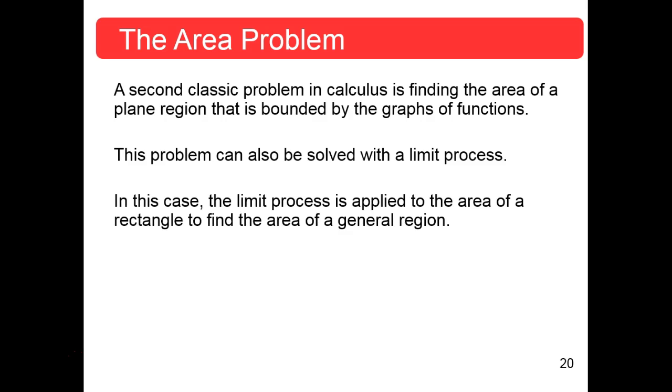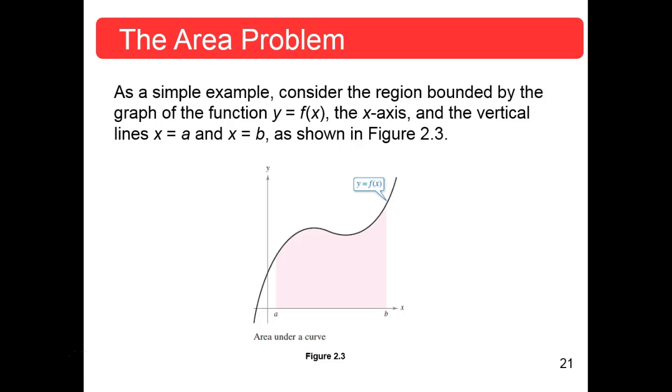The area problem. The second classic problem in calculus is finding the area of a plane region bounded by graphs of functions. That problem can also be solved with the limit process. In this case, the limit process is applied to the area of a rectangle, which we know, to find the area of a general region, which we don't know. So here's what we do.